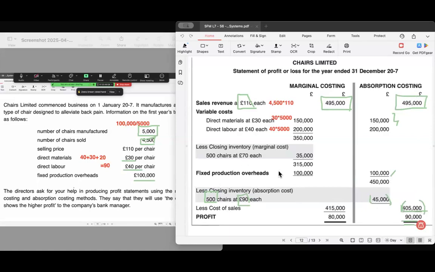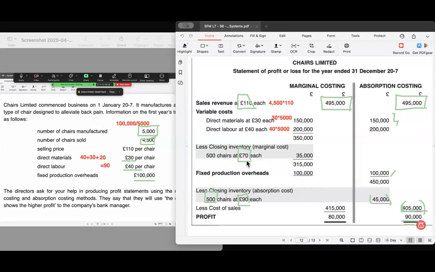Now let's look into the other method, which is marginal costing. So marginal costing, it's a little different. Why? As you can see, 500 chairs at 70 pounds. Why? What did I tell you? Under marginal costing method, they don't consider fixed cost as a part of their product. They will only calculate it as a period cost when calculating the profit.